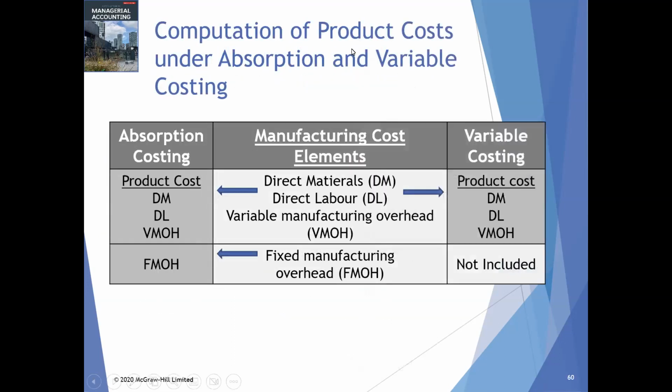Now, we are going to repeat the same thing here. This is the computation of the product cost under absorption and variable costing. Absorption costing is here and variable costing is here. For manufacturing cost elements, direct material, direct labor, and variable manufacturing overhead, we will calculate the product cost in both cases. But we are not going to include the fixed manufacturing overhead in variable costing, while we include it in absorption costing, which was also explained in the previous slide.